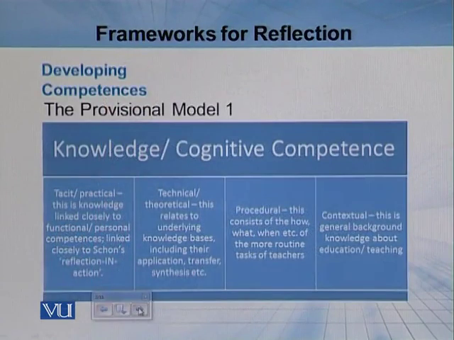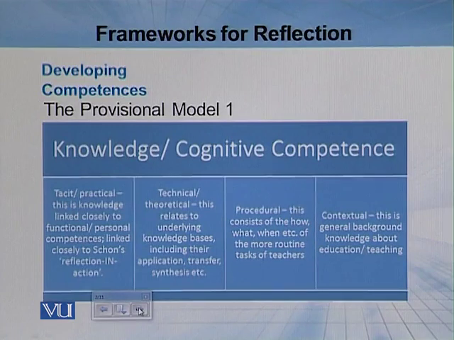The first core competence within the provisional model is about knowledge and cognitive understanding. And within this competence, there are clear components. The teacher has tacit understanding of knowledge linked to their reflection. Tacit means that it's not explicit but implicit to the individual. It's linked closely, in a sense, to Schön's reflection in action as part of the reflective process.